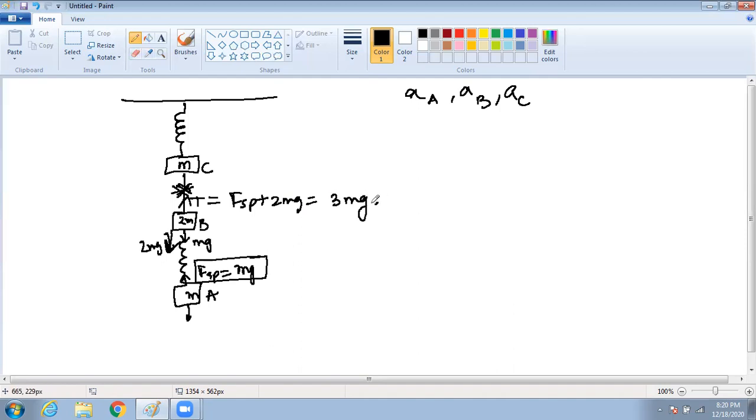Clear or not? Yes, sir. And what about here? Here you have a downward force mg. And what will be FSP here? The tension in the string plus this mass, mg. So tension plus mg. What is tension? 3 mg. So 3 mg plus mg is equal to how much? 4 mg. Clear? Any doubts till now?